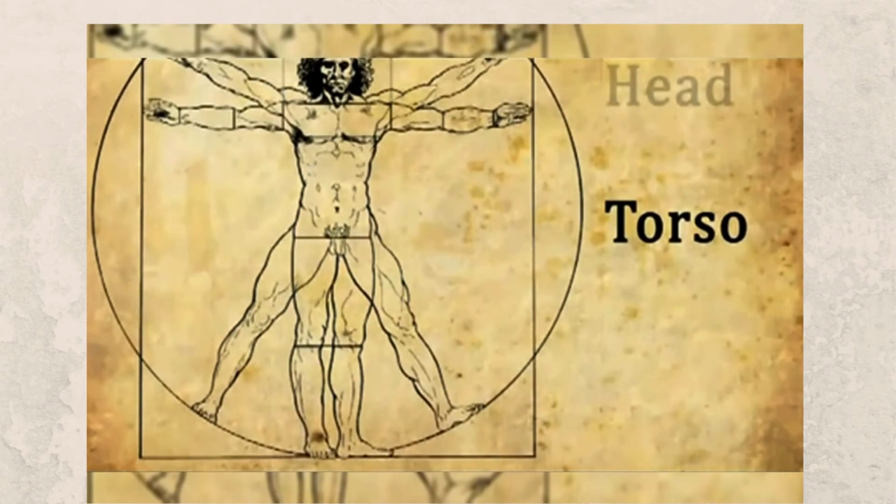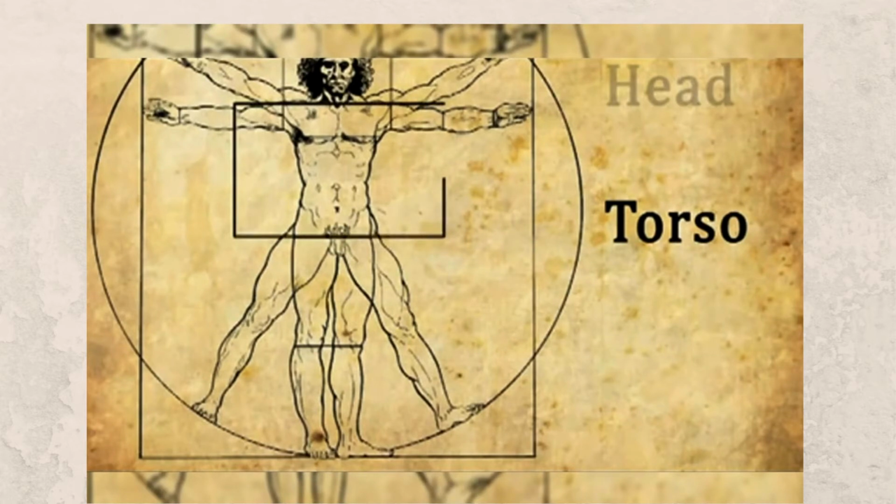Now for the second set of rectangles. There's a rectangle which runs from elbow to elbow and from neck to waist. This creates a golden rectangle.